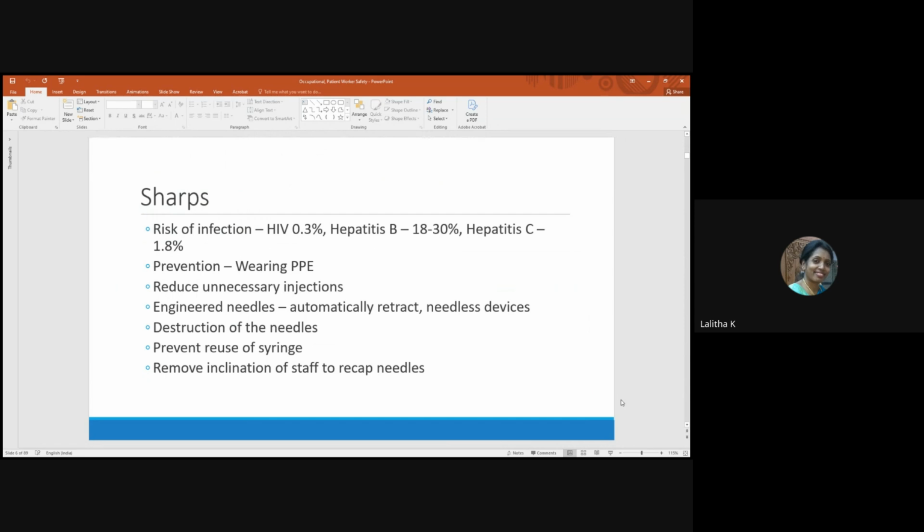So this can be prevented by taking necessary precautions while doing the procedures carefully, using the appropriate PPEs, and reducing unnecessary injections and needles. You can have engineered needles, needleless devices are coming up nowadays. Destruction of the needles is also to be done, and prevent reuse of syringes and remove the inclination of staff to recap needles. Recapping needles should be completely stopped wherever they are practiced. That is one of the very commonest mechanisms wherein the person can get injuries.